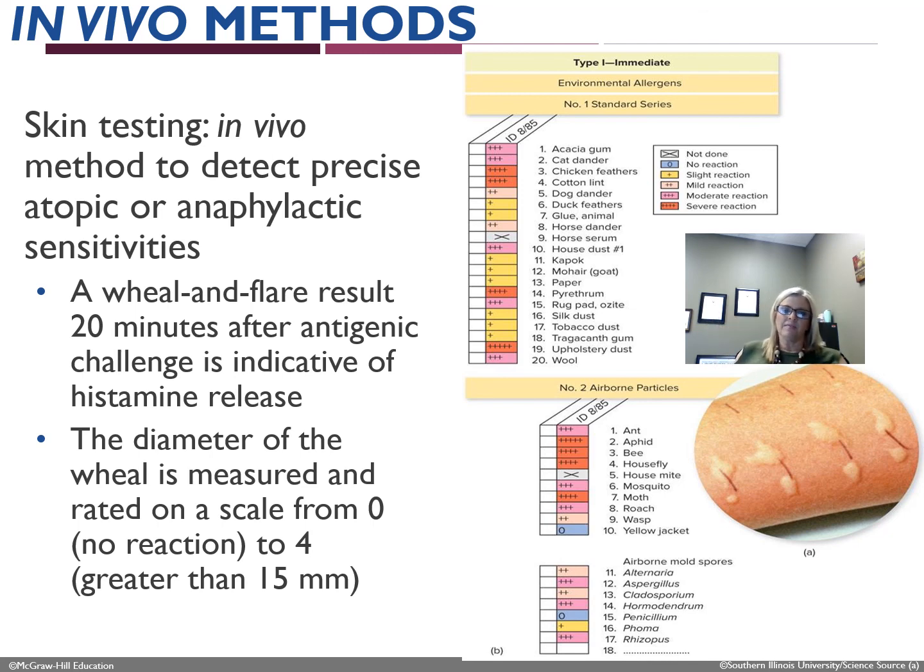And you can see here on the skin they've applied different things, so maybe you have here acacia gum, cat dander, chicken feathers, cotton lint. And then down here maybe you have, I don't know, mohair paper. That's an odd one. Pyrethrum or this ozite. And then up here there are some more. This is where they do what we used to call a scratch test and see what you react to. And then this is classified here. You've got not done, the blue is no reaction, going all the way to red, which is a severe reaction.